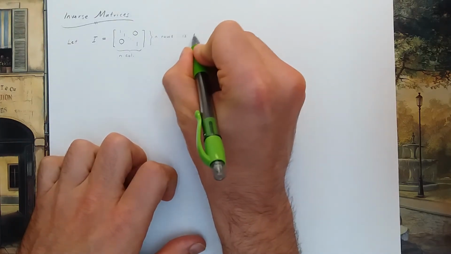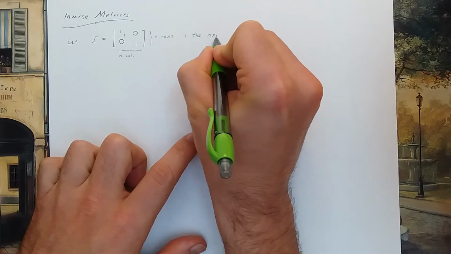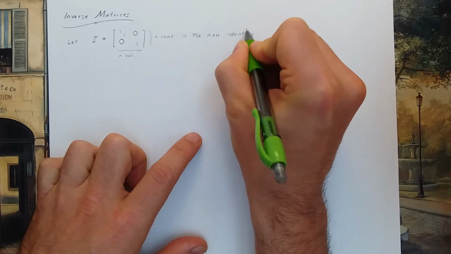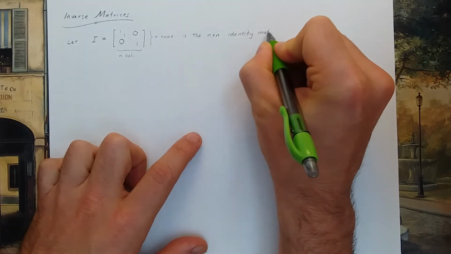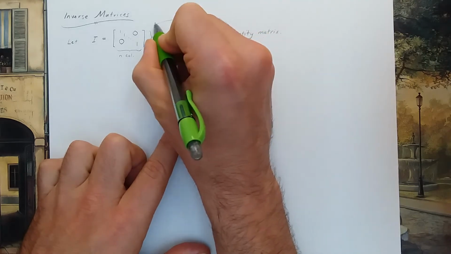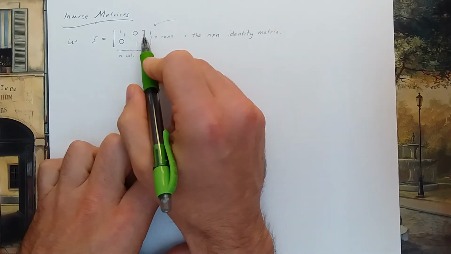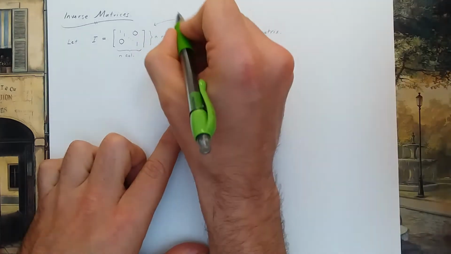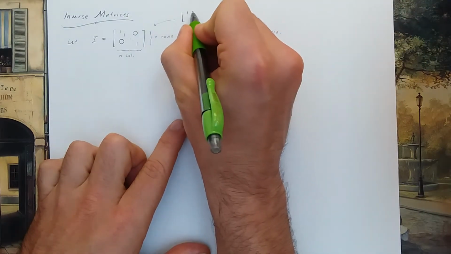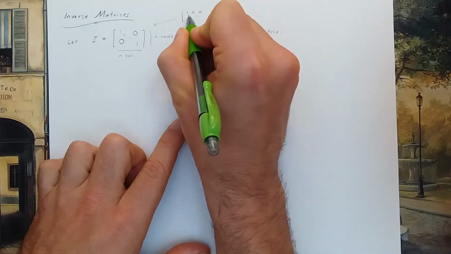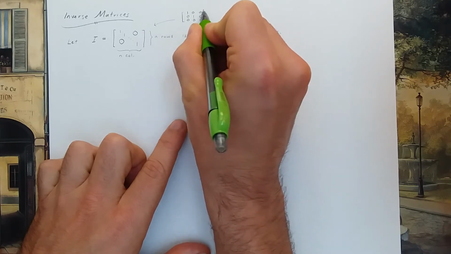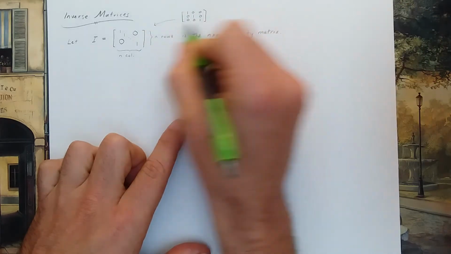So this is the n by n identity matrix I. For example, if you'd like to see an example of an n, you could do n equals 3, and the 3 by 3 identity matrix is 1, 0, 0, 0, 1, 0, 0, 0, 1. So this is the 3 by 3 identity matrix.